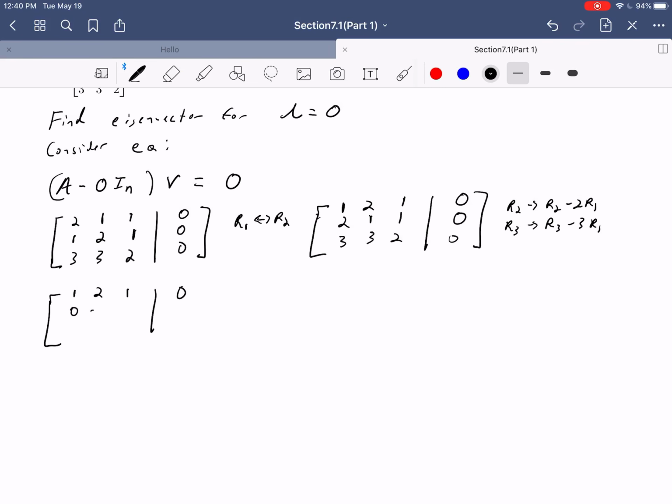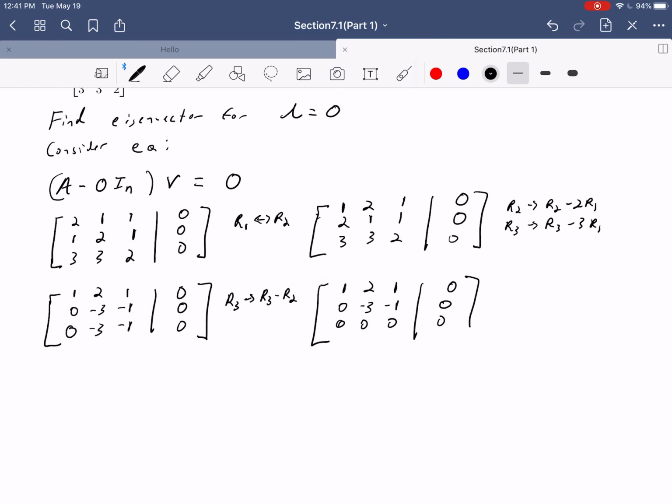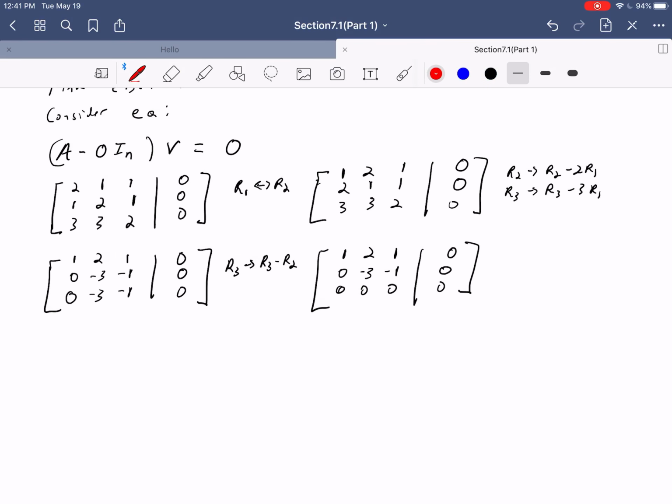And then we get 1, 2, 1, 0. Then we get 0, minus 3, and minus 1, 0. And then down here we should get 0, and then 3 minus 6, so minus 3, and minus 1, 0. And then we can clear out the entire bottom row here by doing R3 and replacing with R3 minus R2. And we get 1, 2, 1, 0, 0, minus 3, minus 1, 0, and 0, 0, 0, 0.